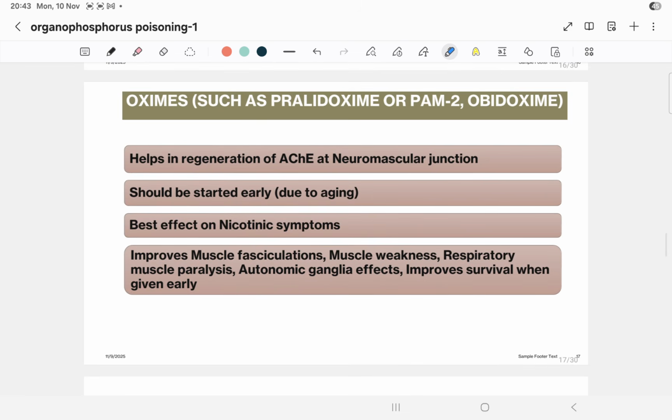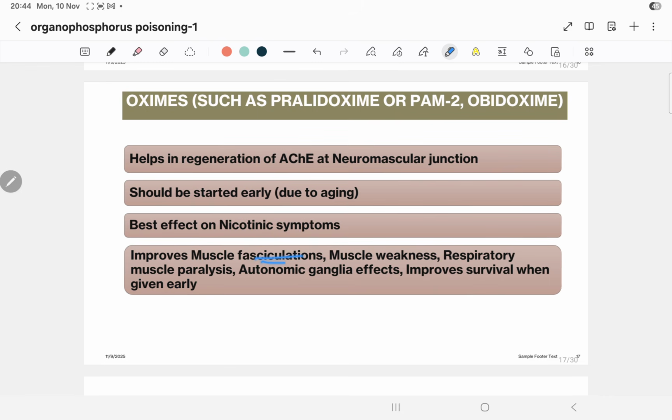Oximes. Oximes help in the regeneration of acetylcholinesterase at the neuromuscular junction. They should be started early. Why? Because we have discussed that the bond between organophosphates and acetylcholinesterase gets stronger with time. As it gets stronger with time, it will be very difficult to break that bond with oximes also. So that is why we should start the treatment early. Best effect on nicotinic symptoms, as we have already discussed before.